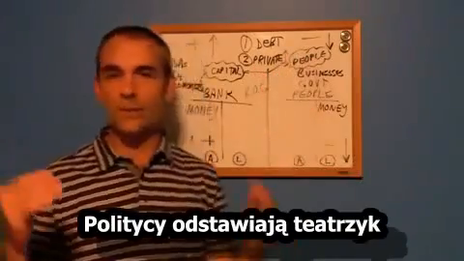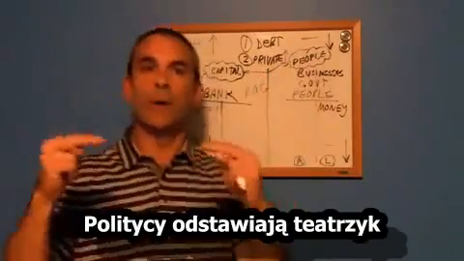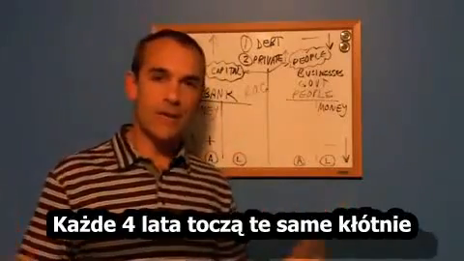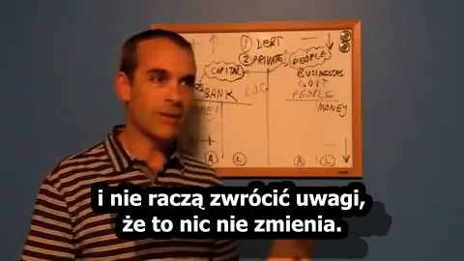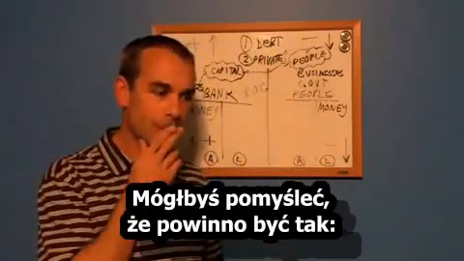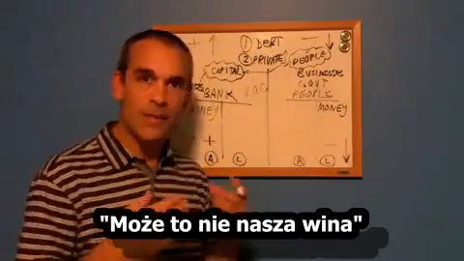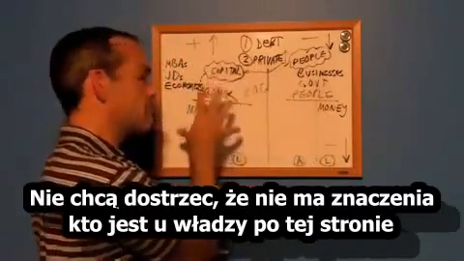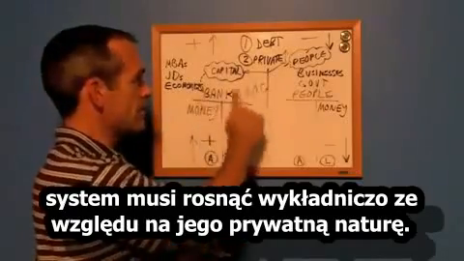The politicians will love to put on a stage show arguing back and forth. Oh, Republicans, it's the Republicans' fault, it's the Democrats' fault. Every 4 years they make the same argument and they don't bother to notice that it never changes. The exponential growth curve continues. You would think that they'd be like, maybe it's not our fault. But they don't bother to notice that it doesn't matter who is in power over here. The system must grow exponentially because of this private nature.